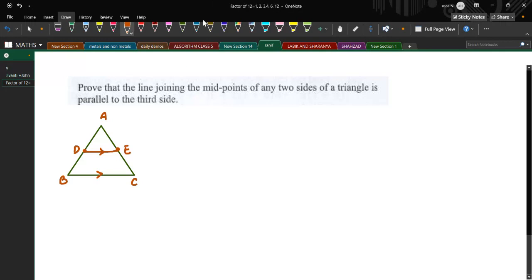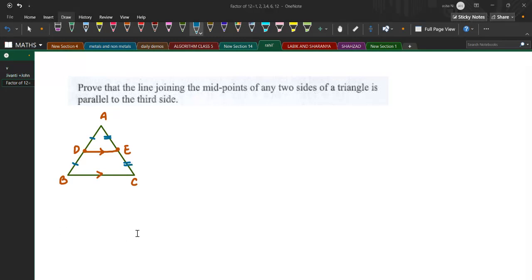They are saying D and E are midpoints. That means it is cutting the line AB into two equal halves. AD is equal to DB and AE is equal to EC. This is clear, whatever is given here. That is the first thing you will write in the exam. That is given. Consider this triangle, and then this is the line which is cutting here.